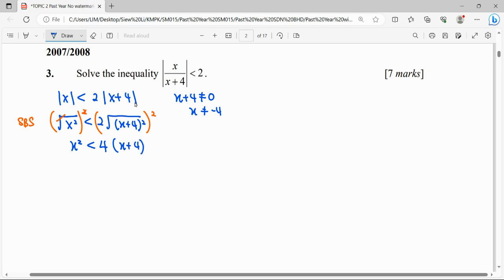Then (x plus 4) squared. Square root and square cancel each other. Then we expand this quadratic and rearrange it in the general form of a quadratic. Expand for this 4.